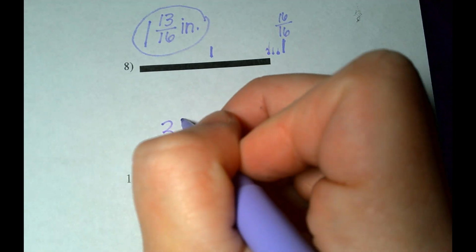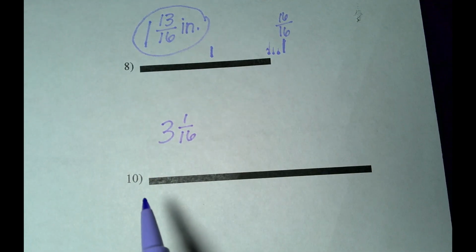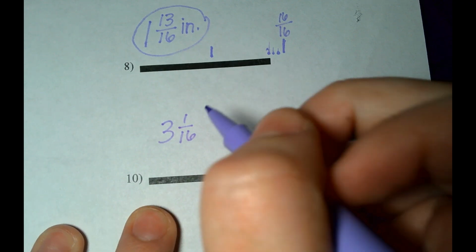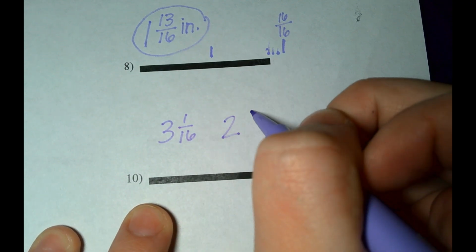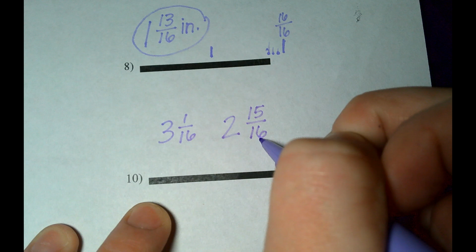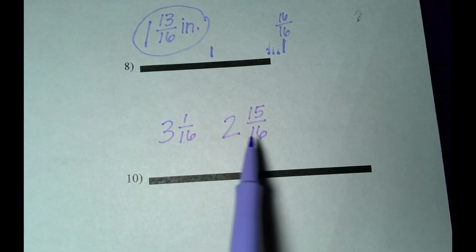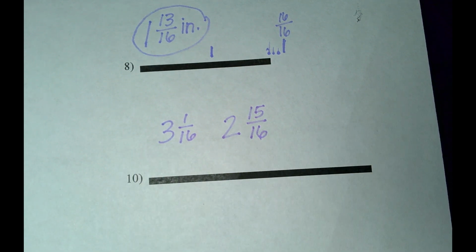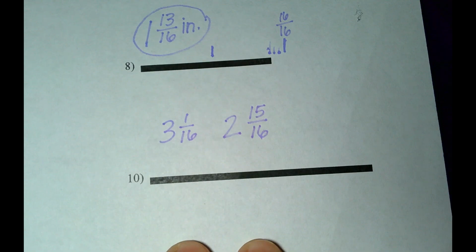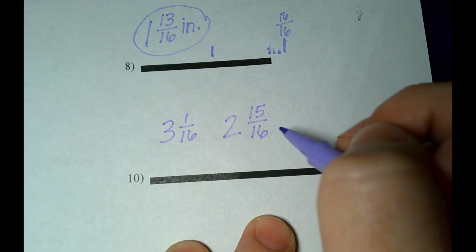Okay. And last one that we'll do together, number 10. 3 and 1/16. 2 and 5/16. Okay, hang on. Let's raise our hand. I heard 3 and 1/16 from Delon. Yes. That's 2 and 15/16. Okay. Anybody get something different than these two? Lisa. 3 inches. Okay, 3 inches.